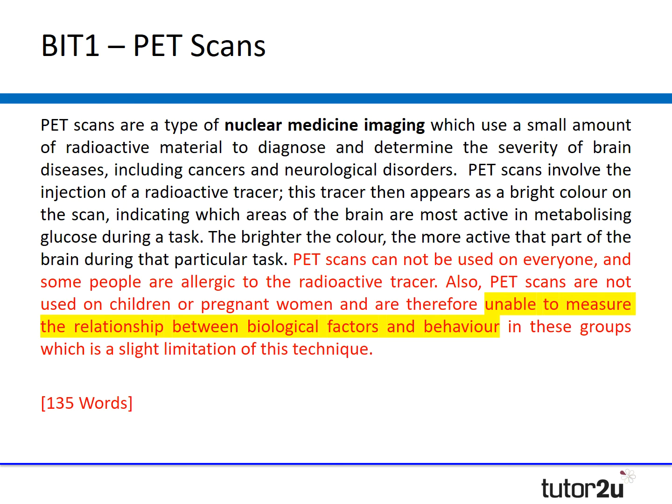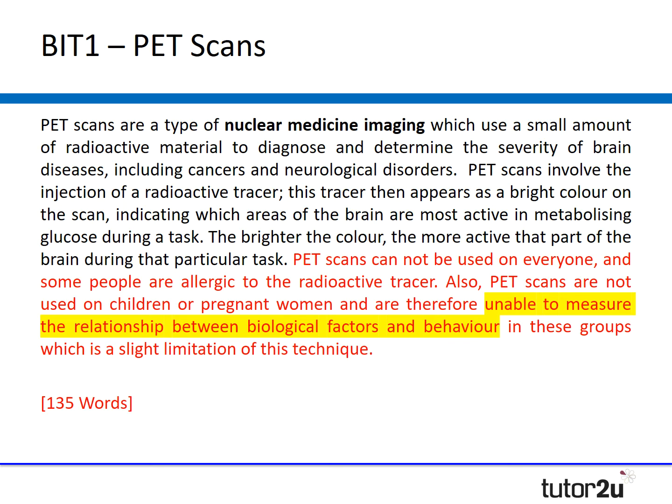So PET scans are a type of nuclear medicine imaging which uses a small amount of radioactive material to diagnose and determine the severity of brain diseases, including cancers and neurological disorders. PET scans involve the injection of a radioactive tracer, and this tracer then appears as a bright colour on a scan, indicating which areas of the brain are the most active in metabolising glucose during a task. The brighter the colour, the more active that part of the brain during that particular task. So you can see I've outlined what the scanning technique actually does, okay, and I think that's important. You've got to describe how it actually works, which I've done there.